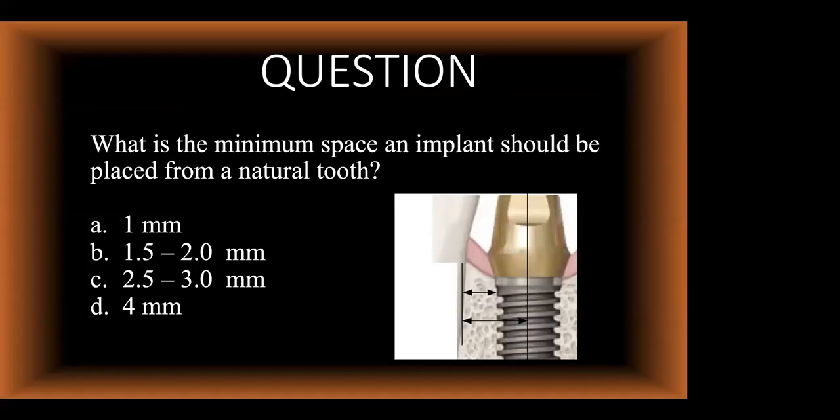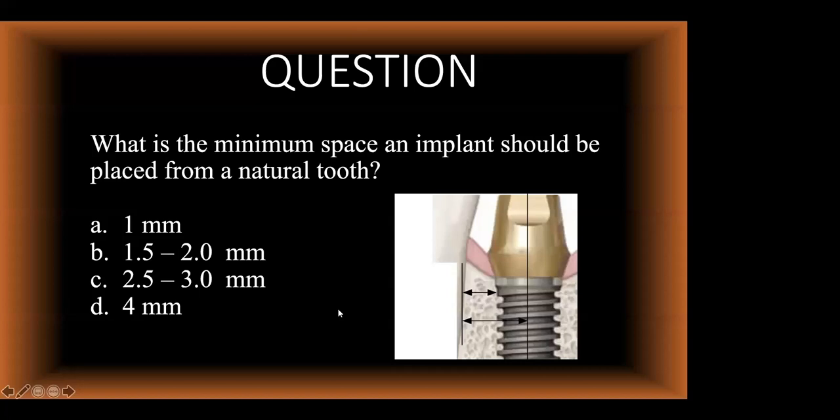Let me give you a couple more questions. What is the minimum space an implant should be placed from a natural tooth? 1 millimeter, 1.5 to 2, 2.5 to 3, 4 millimeters. And this is all literature based. So the recent literature. How far should you be away from your implant or from your natural tooth? B, 71%. Very good. B is the correct answer.